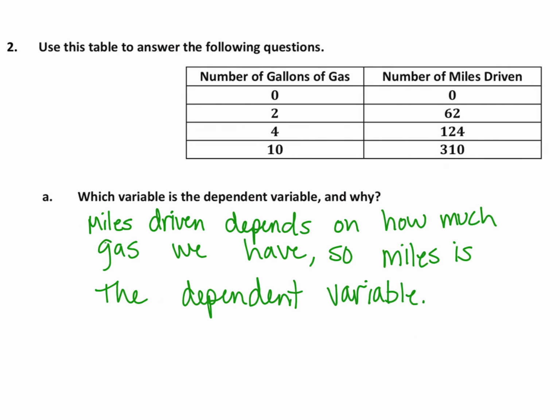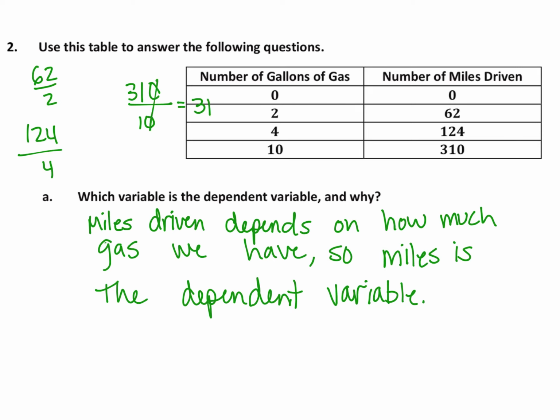B. Is the number of miles driven proportionally related to the number of gallons of gas? If so, what is the equation that relates the number of miles driven to the number of gallons of gas? So here, 62 divided by 2, 124 divided by 4, and 310 divided by 10. We want these all to come out to the same number.